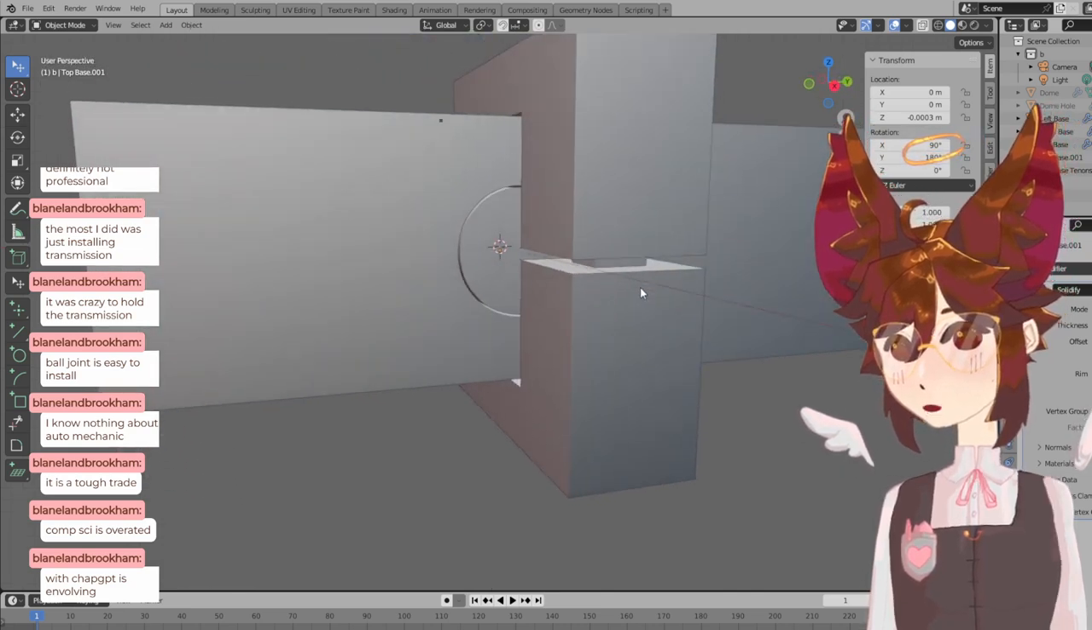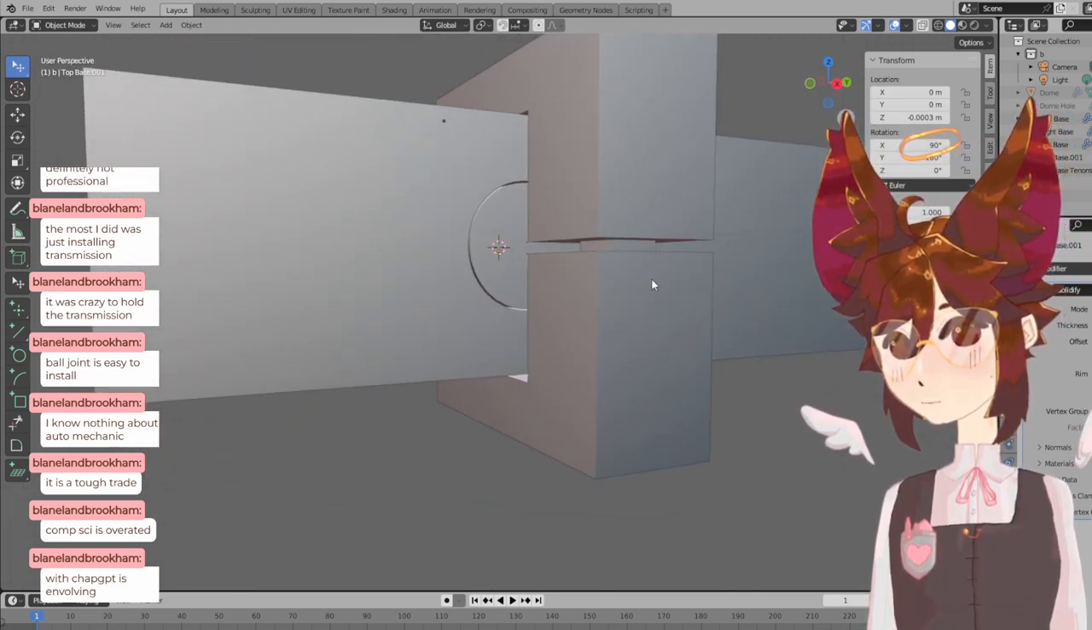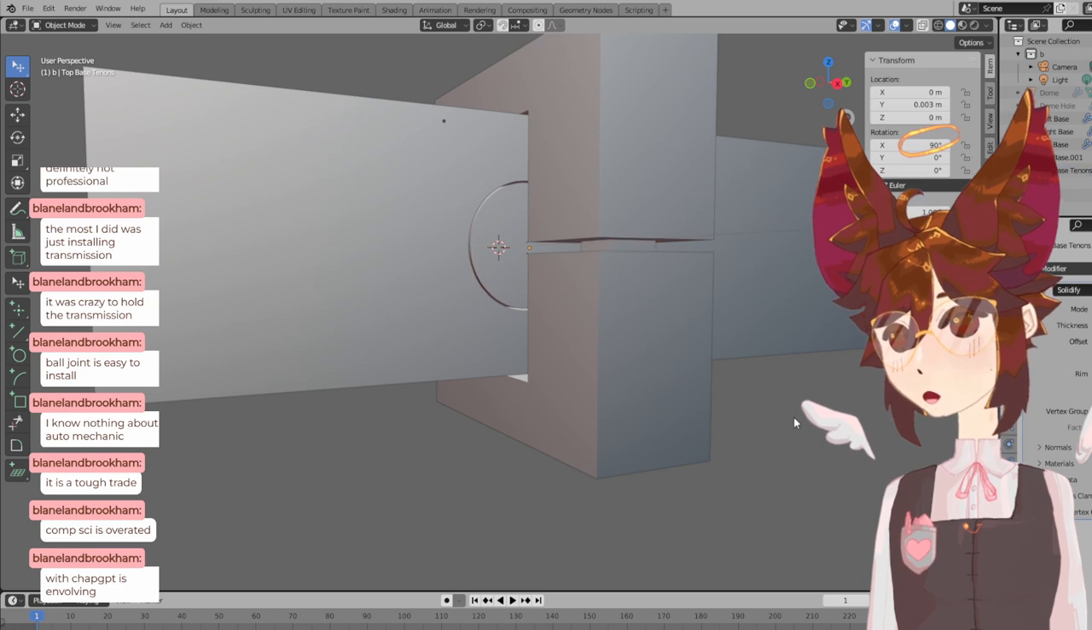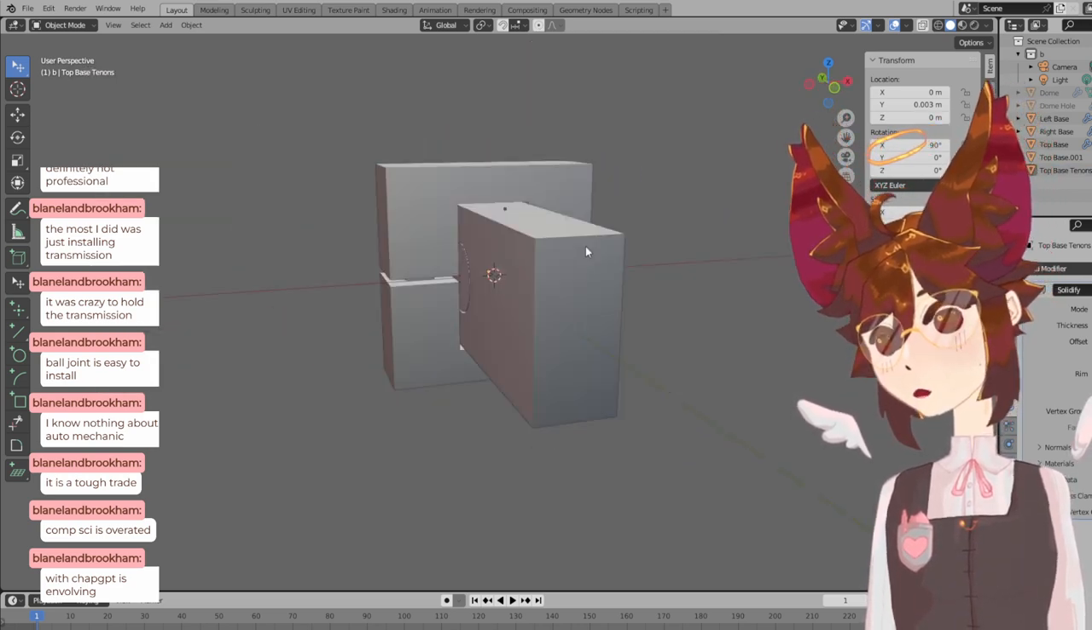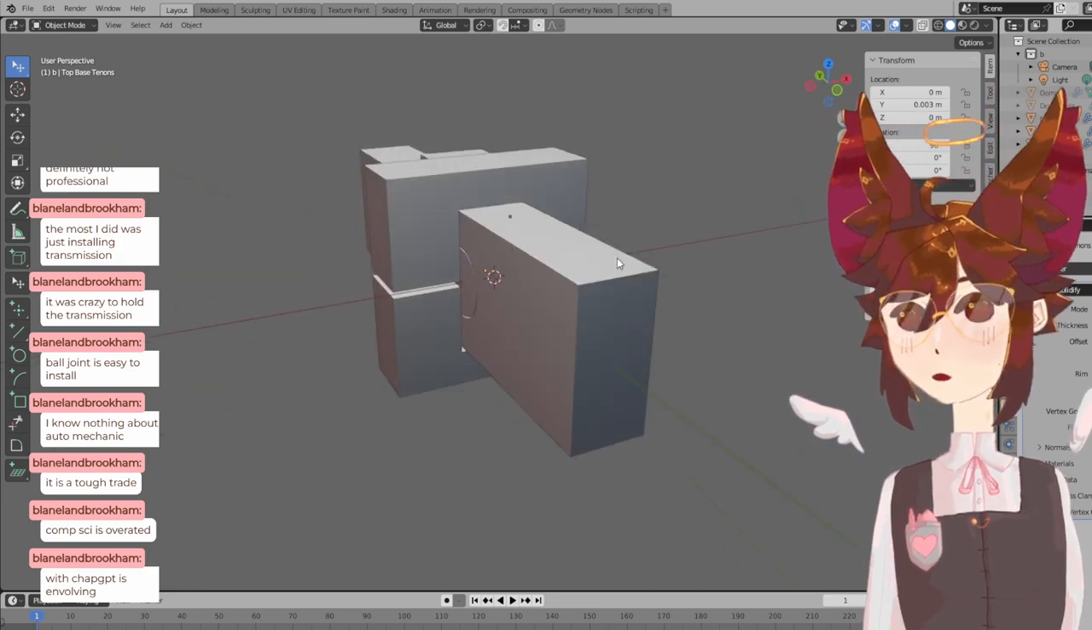I'll figure it out. Well, yeah, it'll look something like this, and then these will be holes. But I can actually just scale those up. Perfect. It's like a seatbelt? Sort of, not at all.